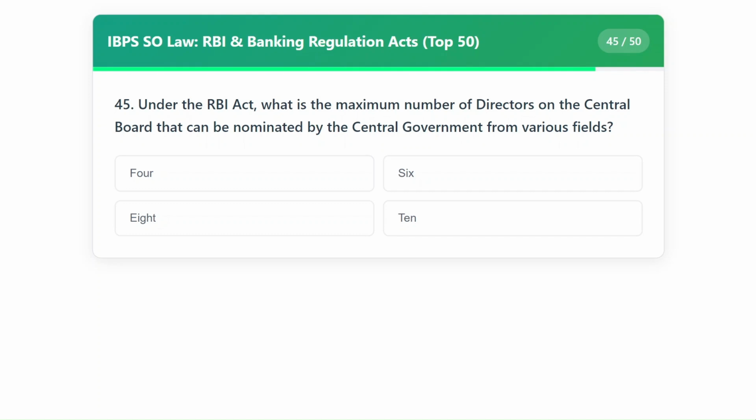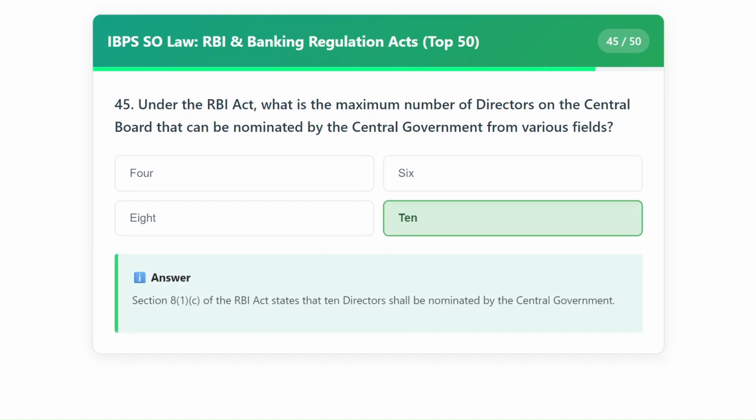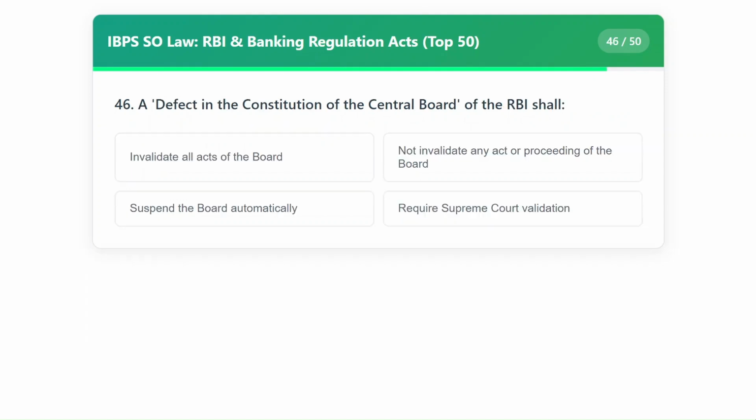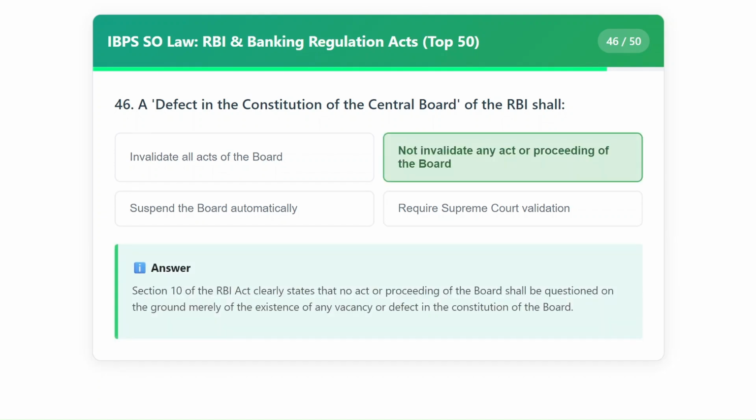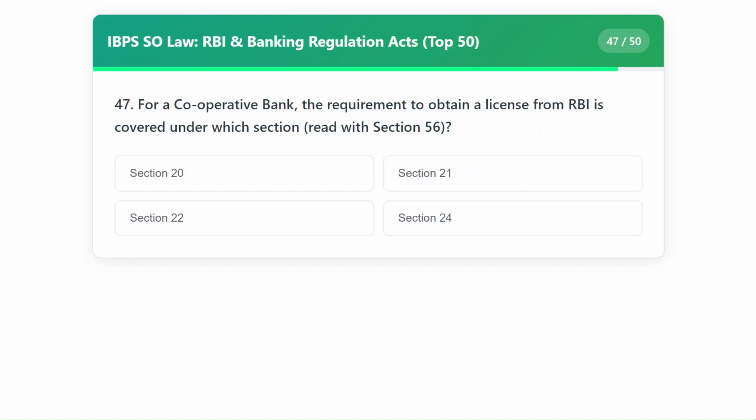Under the RBI Act, what is the maximum number of directors on the central board that can be nominated by the central government from various fields? 10. A defect in the constitution of the central board of the RBI shall not invalidate any act or proceeding of the board. For a cooperative bank, the requirement to obtain a license from RBI is covered under which section?